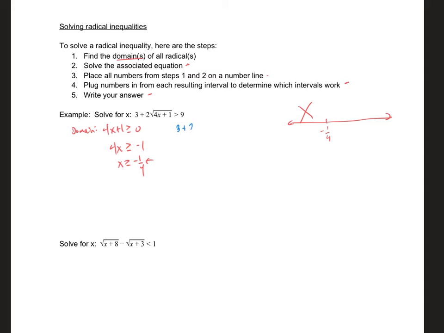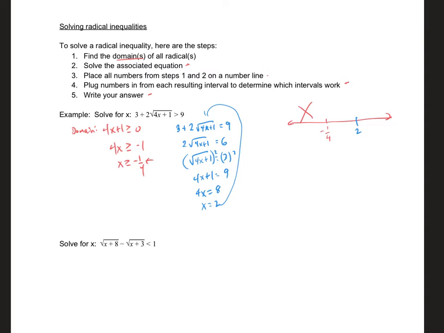So now that I've done the domain, let's talk about the associated equation. So the associated equation is basically the inequality, but written as an equation. And we're going to solve that just like we've solved radical equations before. Subtracting 3, dividing by 2, squaring both sides, then solving the resulting equation for x. And I would check it back in just to make sure it works, and it does. You can check it on your own. So I'm going to take that 2, and that is also going to go on the number line.